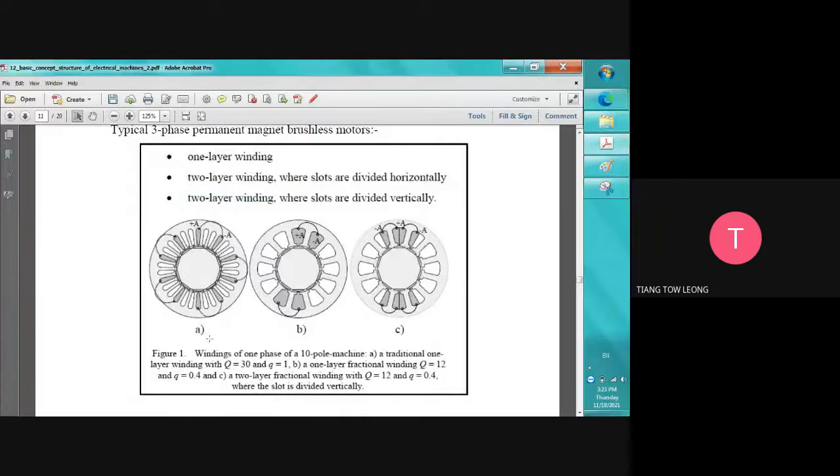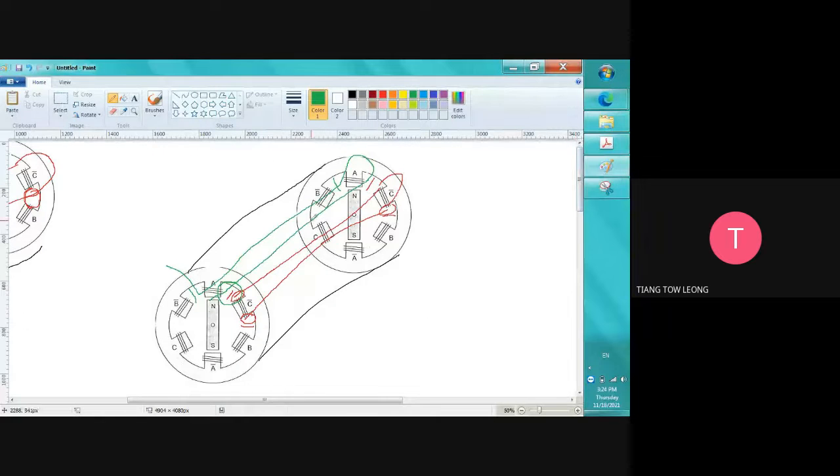So for A, this is a single layer, 1 layer winding, which means it fills out all the slots by one phase. Then 2 layer windings where the slots are divided vertically. Just now we talked about vertical. Another one can divide horizontally. Just now this was vertical, double layer vertical.